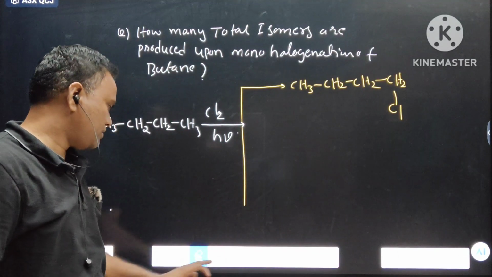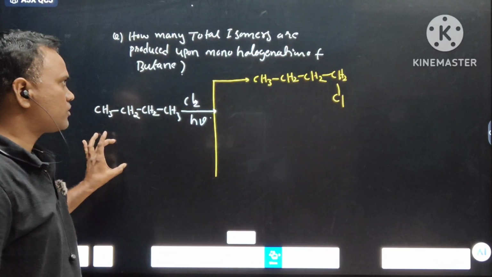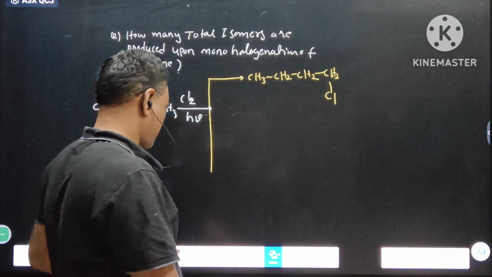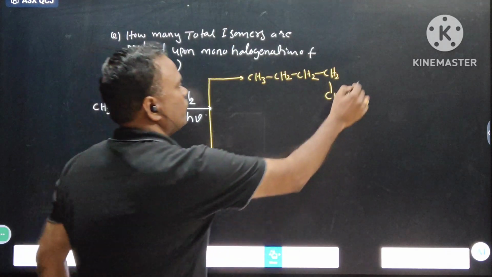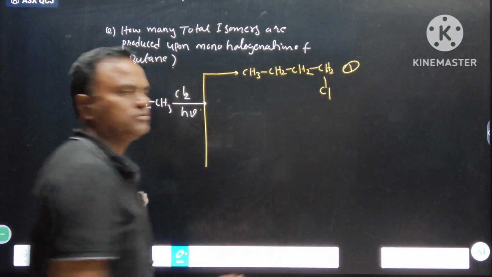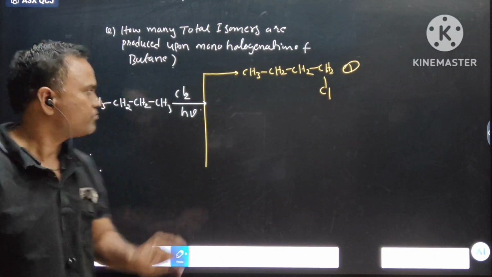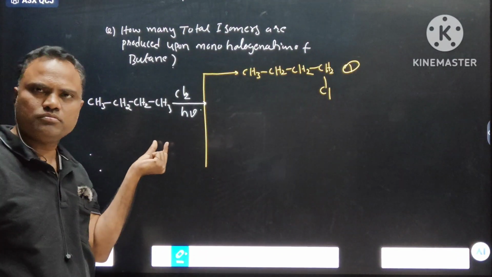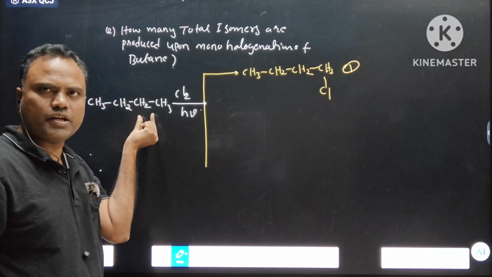Can I write one here? One. Oh, sorry. One. Correct. Can we remove this hydrogen? Secondary hydrogen. This one. Secondary hydrogen.